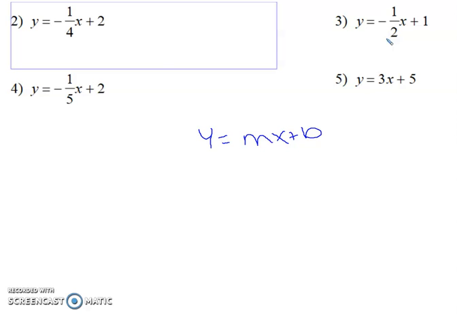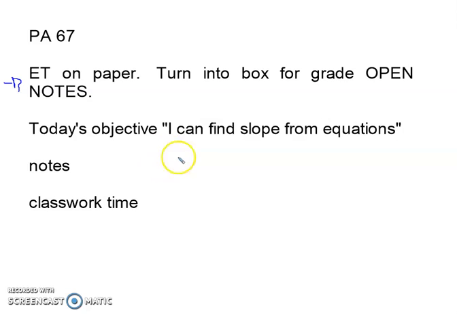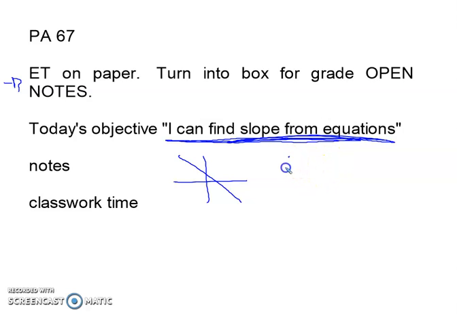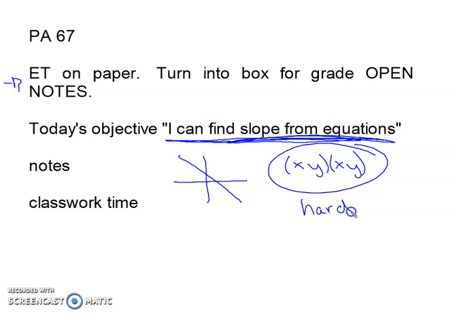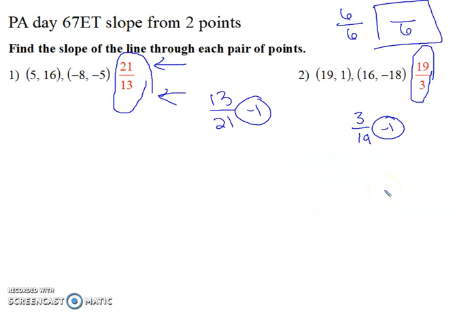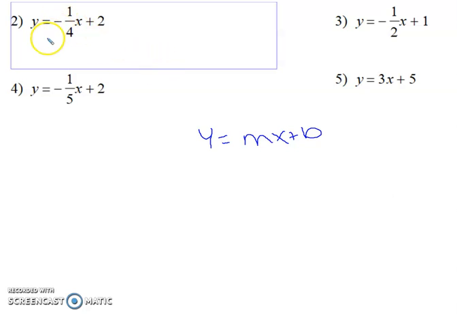All right, so today's objective is I can find slope from equations. Okay, equations are the easiest way to find slope. So far we've done graphing, right? Then we did 2 points, x comma y, and we did that for 3 days because this one's the hardest. Then now we're going to do from equations. This is pretty easy, straightforward stuff. You should be able to finish this in no time and have time to do like a Kahoot or something.